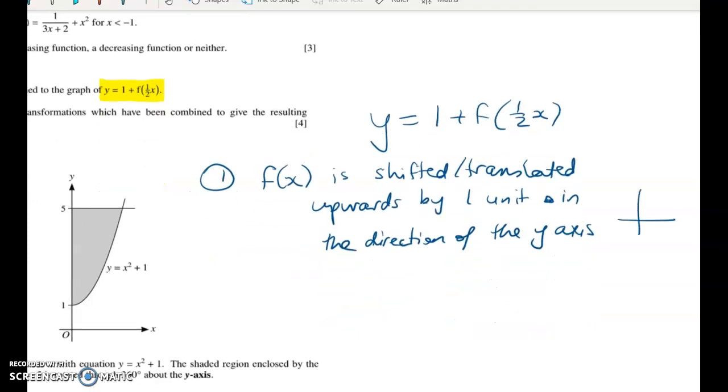If you want to, you could draw, you have to describe it, but you could draw like this, showing that it's going up by 1. But you must have the words.